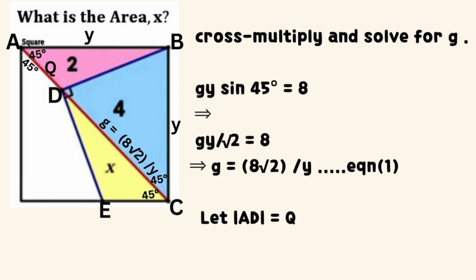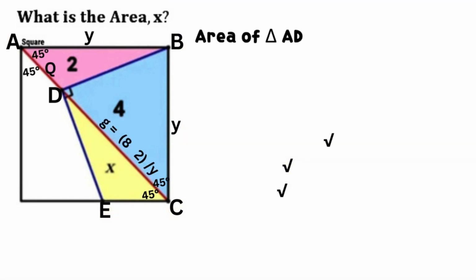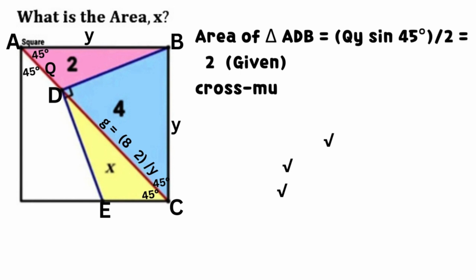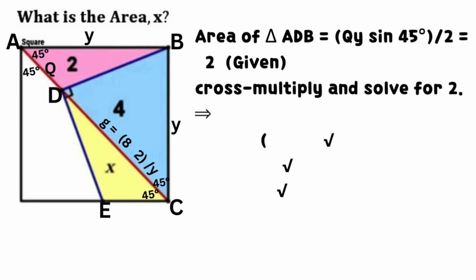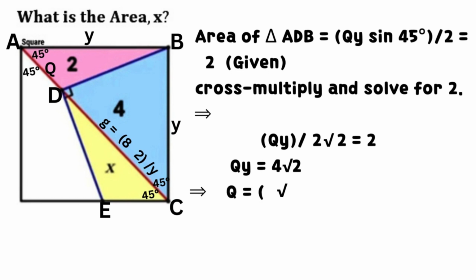Let line AD equal Q. Area of triangle ADB equals half the product of Q and Y times sine 45 degrees, which equals 2. Cross-multiply and solve for Q. It follows that Q times Y equals the product of 4 and the square root of 2, all divided by Y. We call it equation 2.